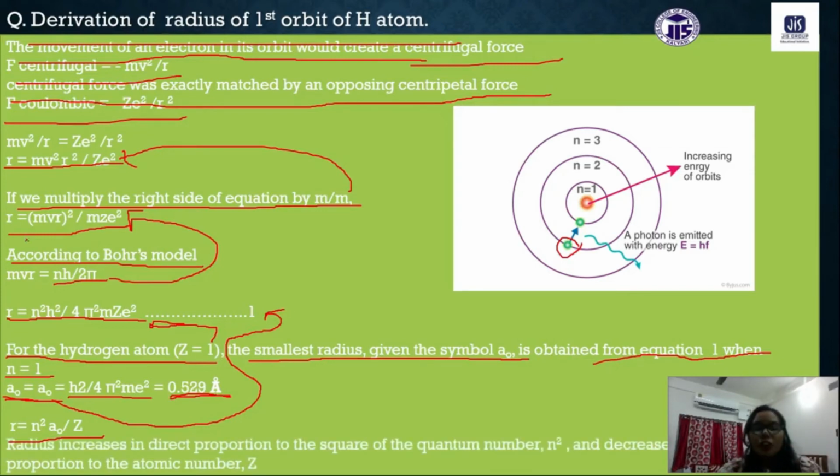Now you can see, look here, r is directly proportional to n square, the square of the quantum number, the energy levels. If the quantum number increases, the radius will increase. If the quantum number decreases, the radius will decrease. Understand? This derivation is very important. You can get this type of derivation in your exam, so you have to practice well. Understand?